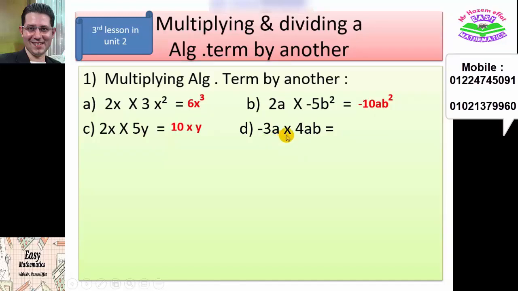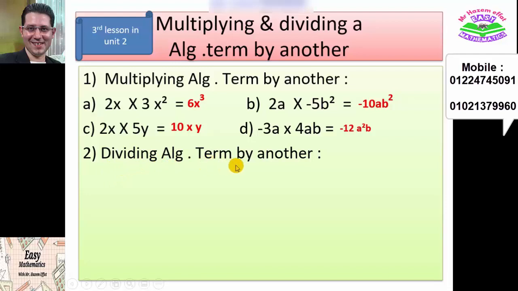Negative 3a multiplied by 4ab. We multiply negative 3 by 4, it will be negative 12. And a by a, the same base. We write a and add their powers, so it will be negative 12a power 2, and write b as it is. It will be negative 12a power 2b.